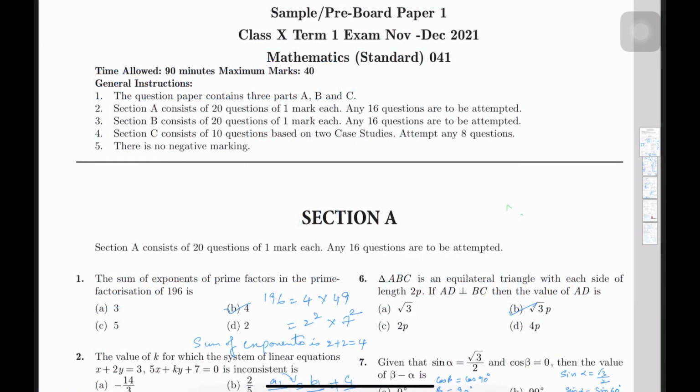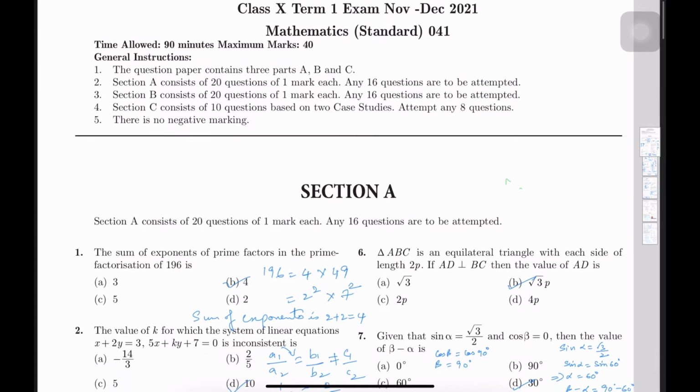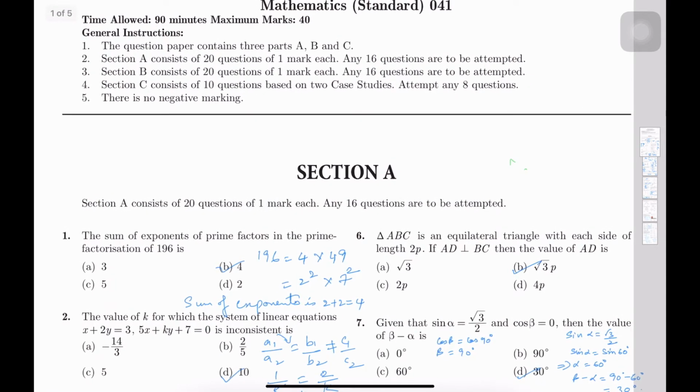Okay, sample of pre-board paper 1, class 10 term 1 exam, November and December 2021, is mathematics standard 041. Time allowed is 90 minutes, maximum marks 40. General instruction: the question paper contains 3 parts A, B and C.